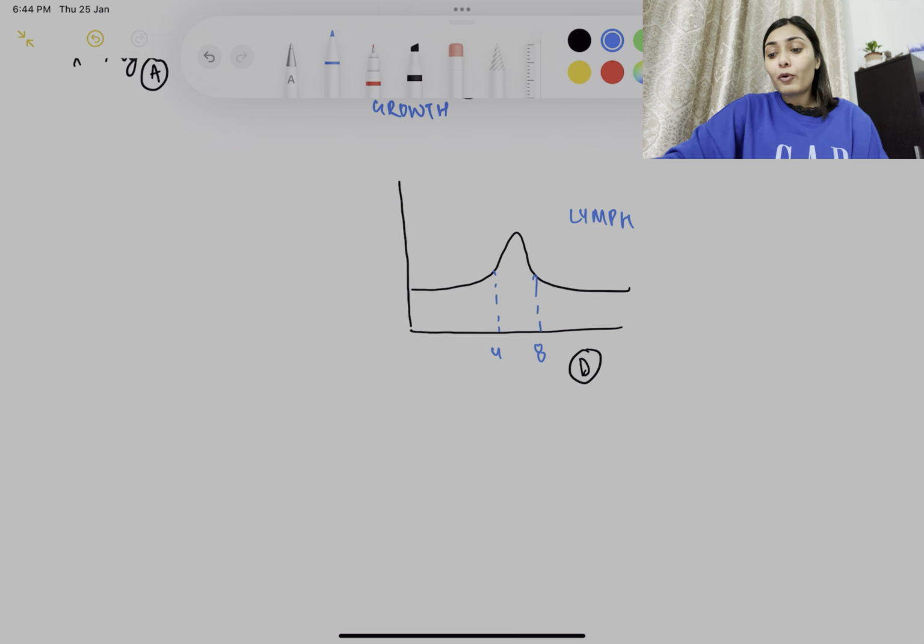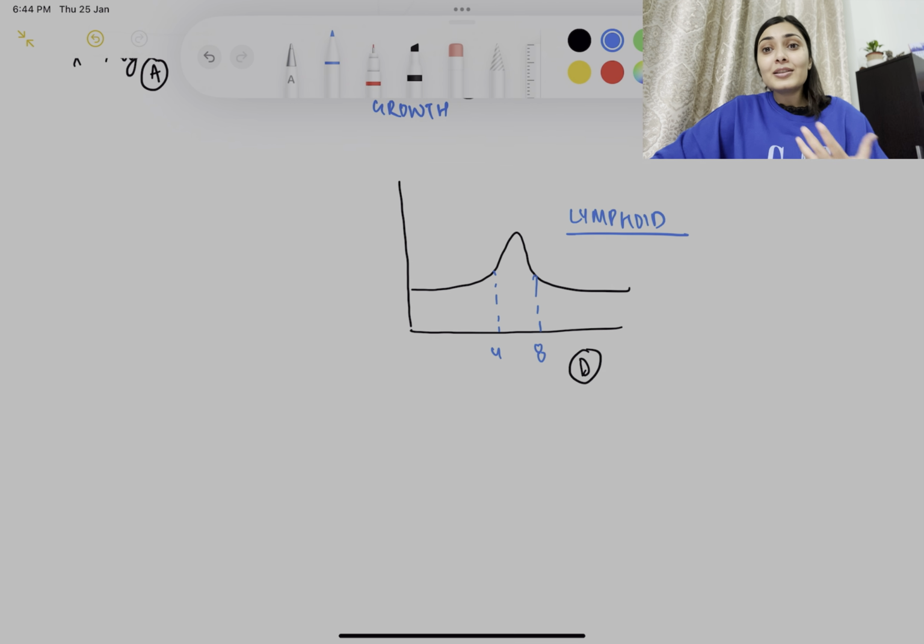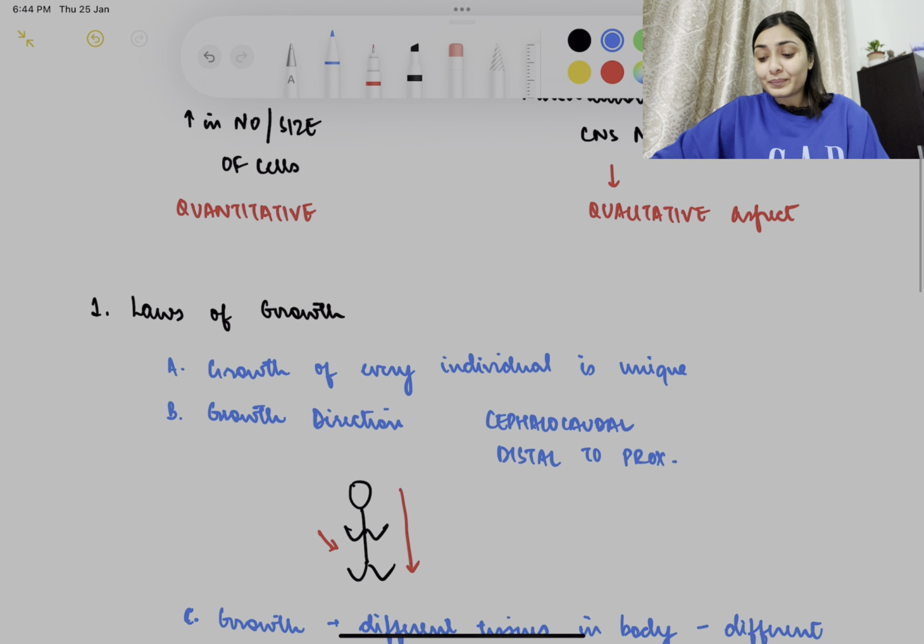Lymphoid growth. Our lymphoid tissue grows maximum in this period, and after that regresses, right? In this age only, the thymus would be very enlarged. You can palpate easily the lymph nodes in that baby, which is absolutely normal at this age, right? So we are done with the laws of growth in this video.